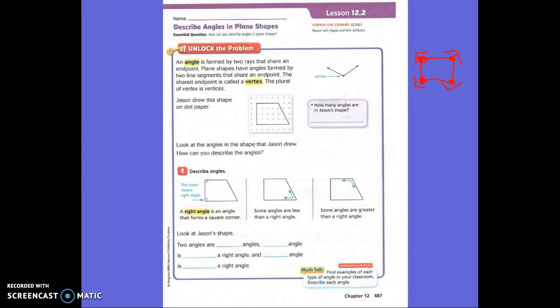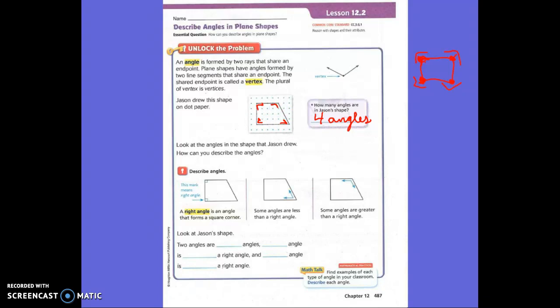How many angles are in Jason's shape? How many angles are in Jason's shape? 4. 4 angles, right? Okay, 4 angles. You have an angle right here, right? Yes. You have an angle right here. Yeah. You have an angle right here. Yes. You have an angle right here.